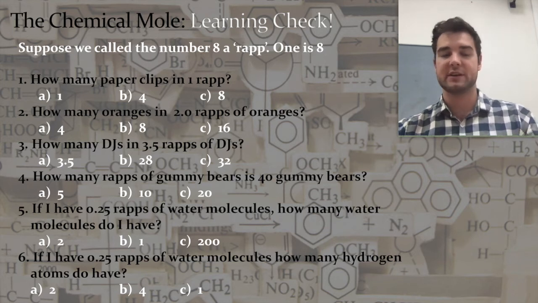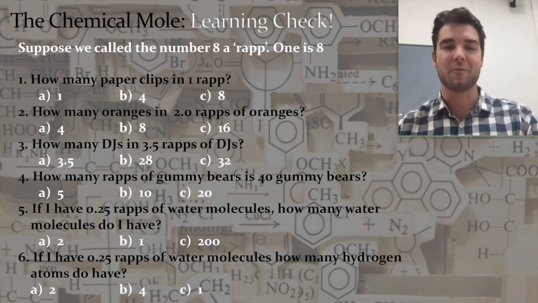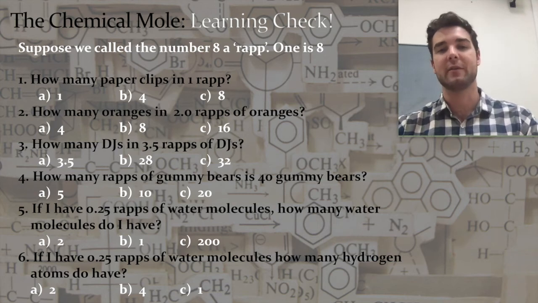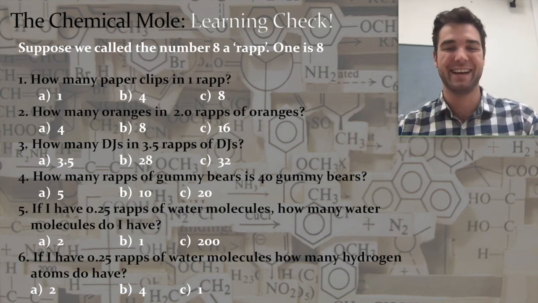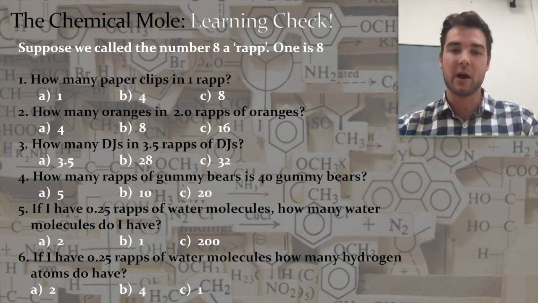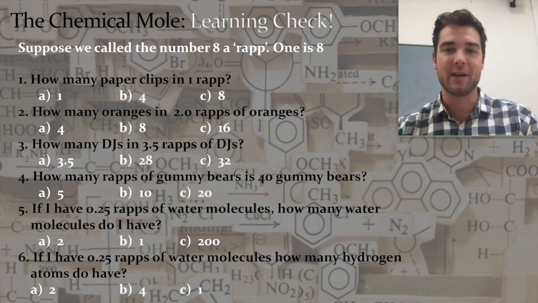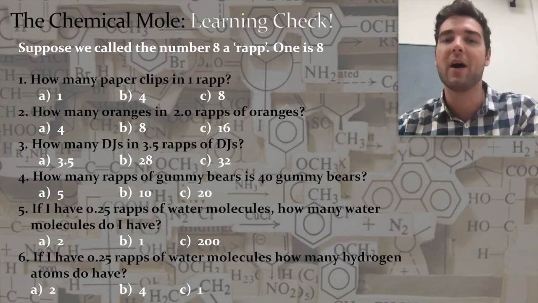Now let's change it from paper clips to oranges. If I have 2 wraps of oranges, how many oranges do I have? Well, since one wrap is 8, I'm going to have 2 times 8, which is 15, just joking, 16. Making sure you're listening. How many DJs in 3.5 wraps of DJs? Well, you can keep going. Oh, sorry, I didn't give you any warning. You can keep going through those. I'm going to give the answers in 5, 4, 3, 2, and 1.